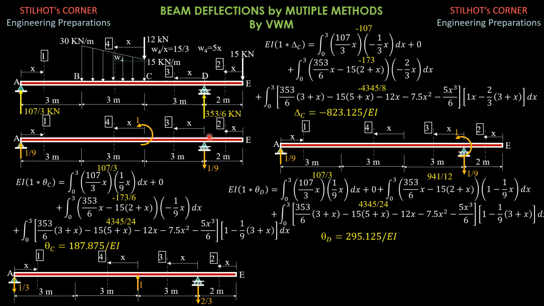Then for section 4, you copy the big N. Then the moment at this section due to unit load is now 1 times x minus 2/3 of quantity 3 plus x. So 1 times x minus quantity 2/3 of 3 plus x dx.